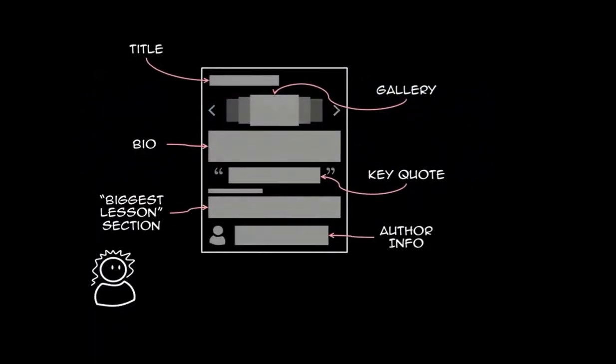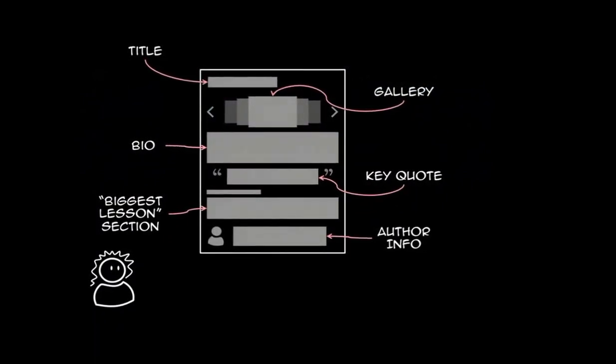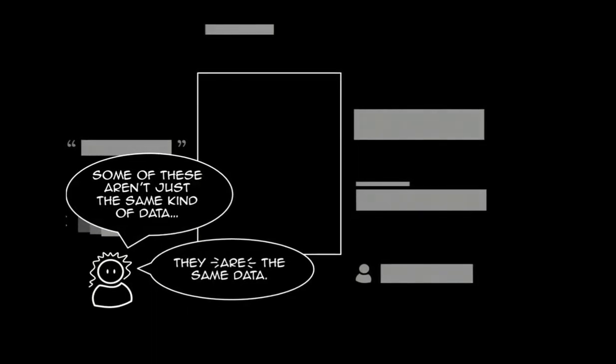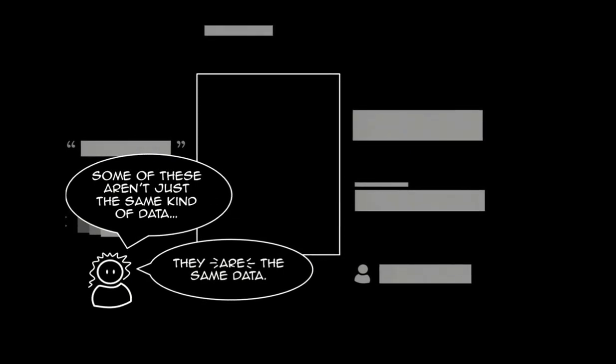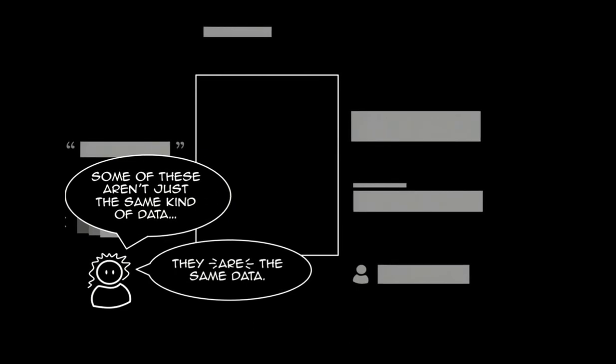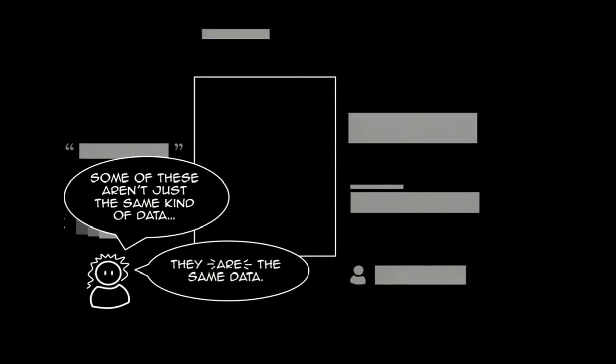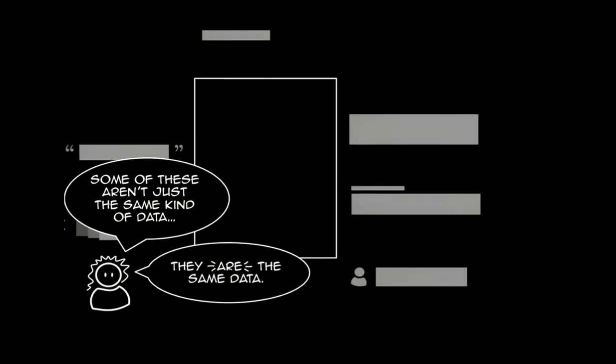If we look at our interview content type again, let's take a closer look at that author info field. We broke all of this up out of the body field. Sure, that's fine. But when we start looking at that across multiple pieces of content, we notice something. Some of these just aren't the same kind of data, the same field, but they are the same data. Our editors are literally copying and pasting from the last thing they wrote to the next thing they wrote, again and again and again. Why are we making them do that?